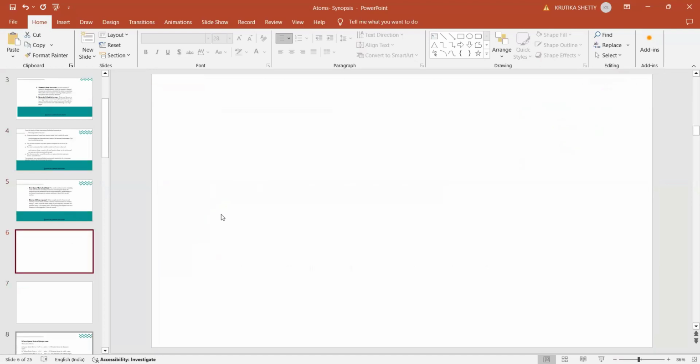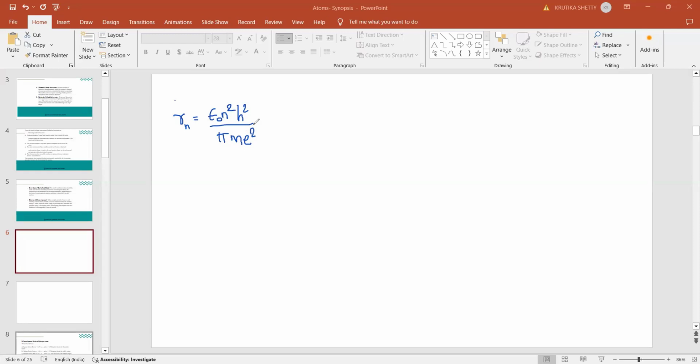Before starting the next derivation, I'll write the last two derivations once and keep them, so that in the continuation part you can refer to that, okay? We have discussed the radius of the nth orbit. For the radius of the nth orbit, we have the expression Rn is equal to epsilon naught n square h square divided by m into e square. This is for the radius.